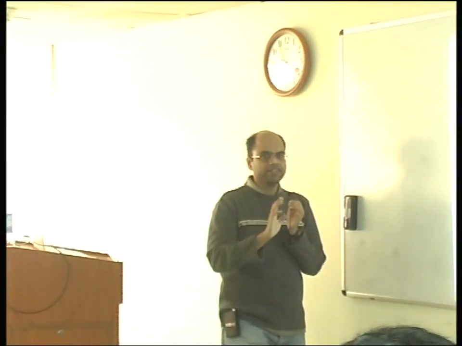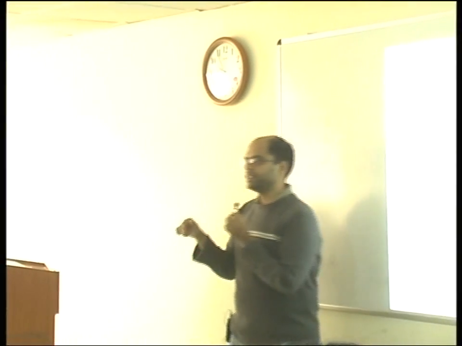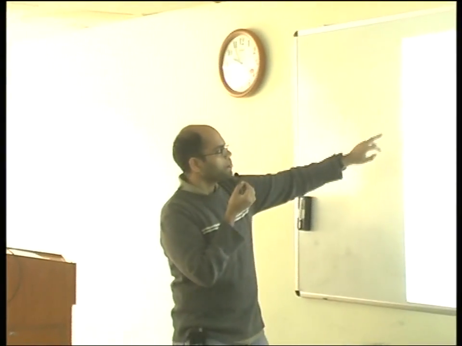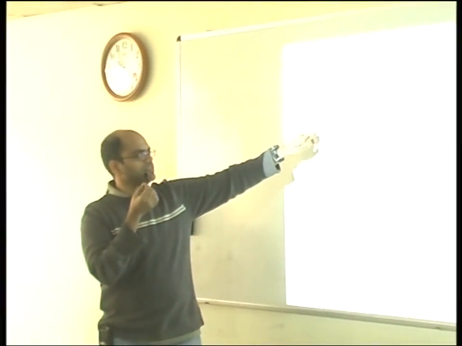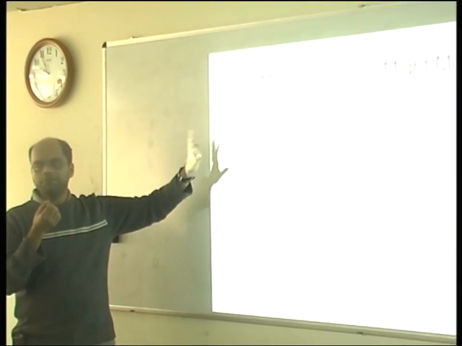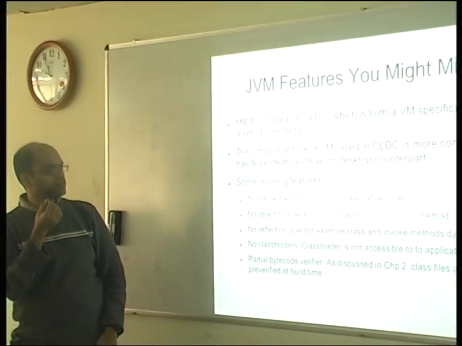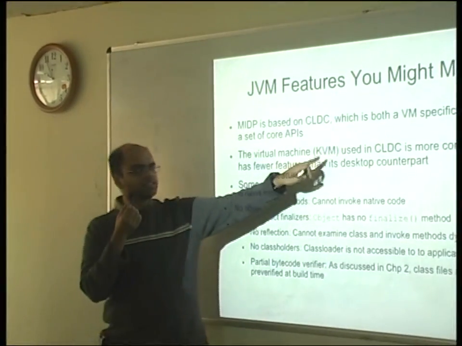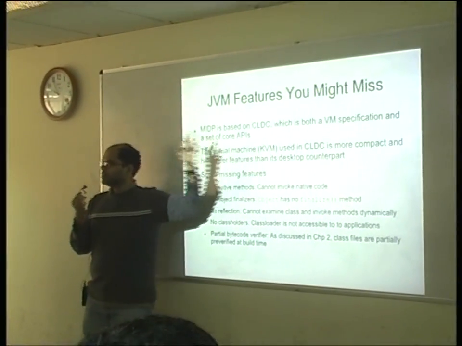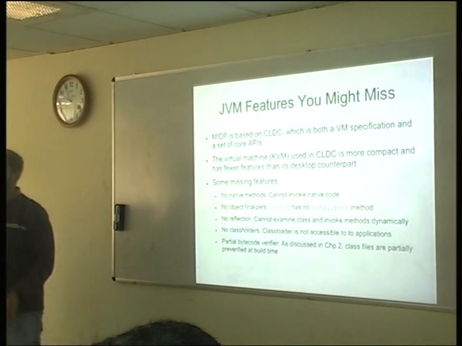So we looked at a very simple program. Now we will go into detail about what exactly it is doing and why it is doing that. So CLDC is the basic virtual machine specification and the core set of APIs. The virtual machine used in this CLDC is actually called KVM. I don't know what K means, but it's not JVM, it's KVM.